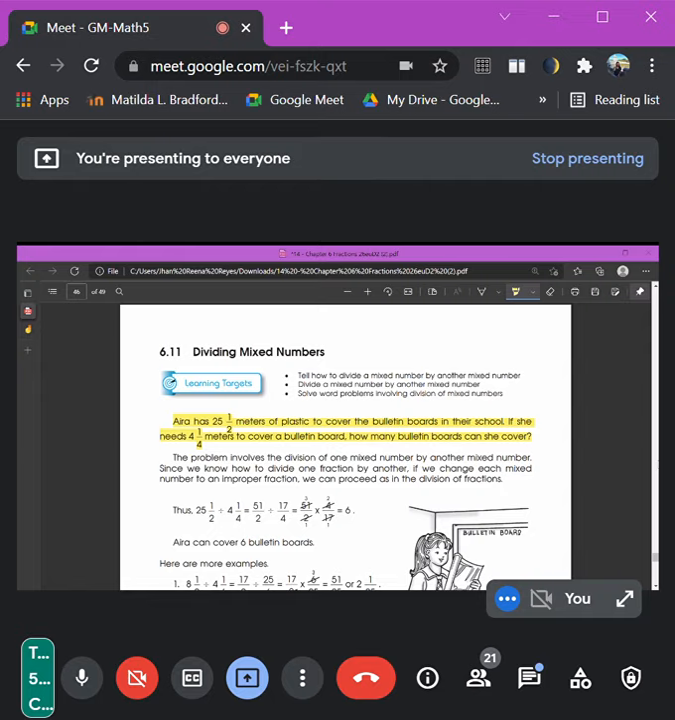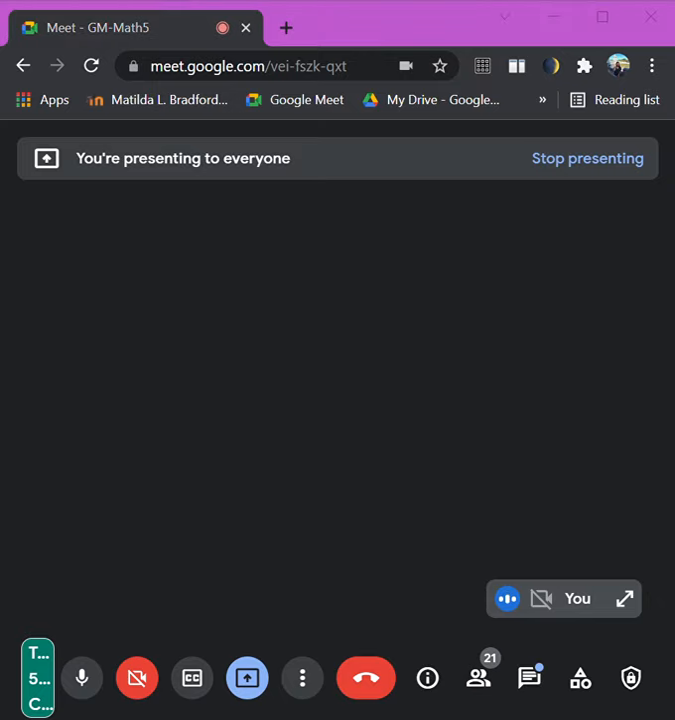Ira has 25 and one half meters of plastic to cover the bulletin boards in their school. If she needs 4 and 1/4 meters to cover a bulletin board, how many bulletin boards can she cover? Okay, so thank you for that one. So you have there, si Ira daw has 25 and one half meters of plastic to cover the bulletin boards in school. So if she needs 4 and 1/4 meters to cover a bulletin board, how many bulletin boards can she cover? Okay, so that's the question now.